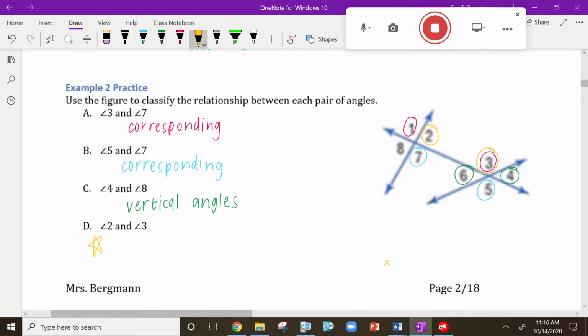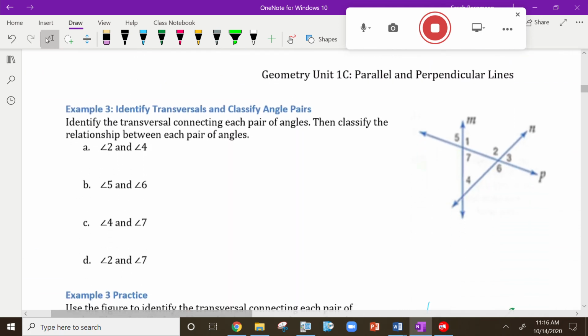Here are the correct answers. I'd like you to answer D on your own. Next, we're going to look at a little bit of a tougher example where we have multiple intersections. So on these problems, we first have to identify the transversal that connects the pair of angles, then we can classify the relationship. So if we're looking at angle 2 and angle 4, what I like to do is highlight the lines that create that angle.